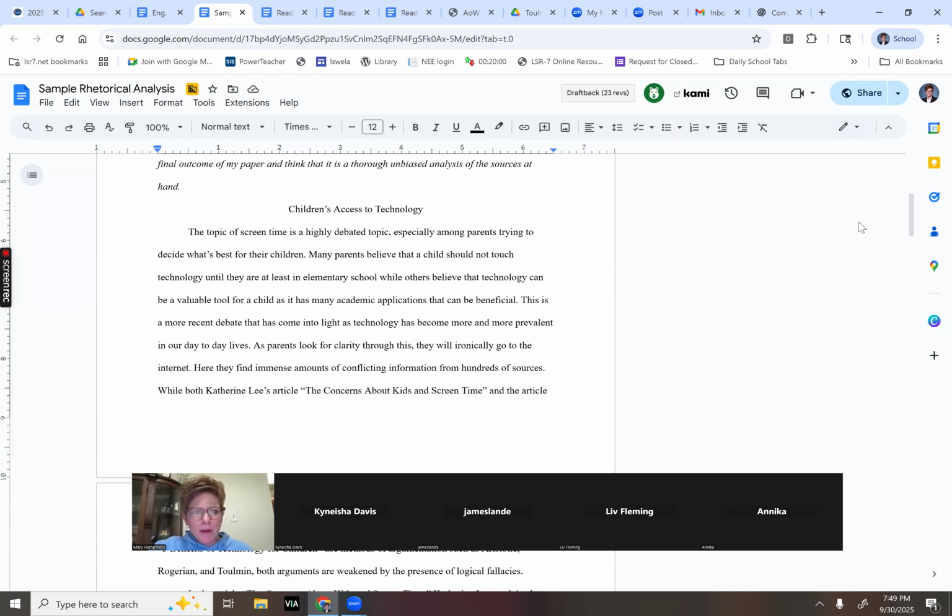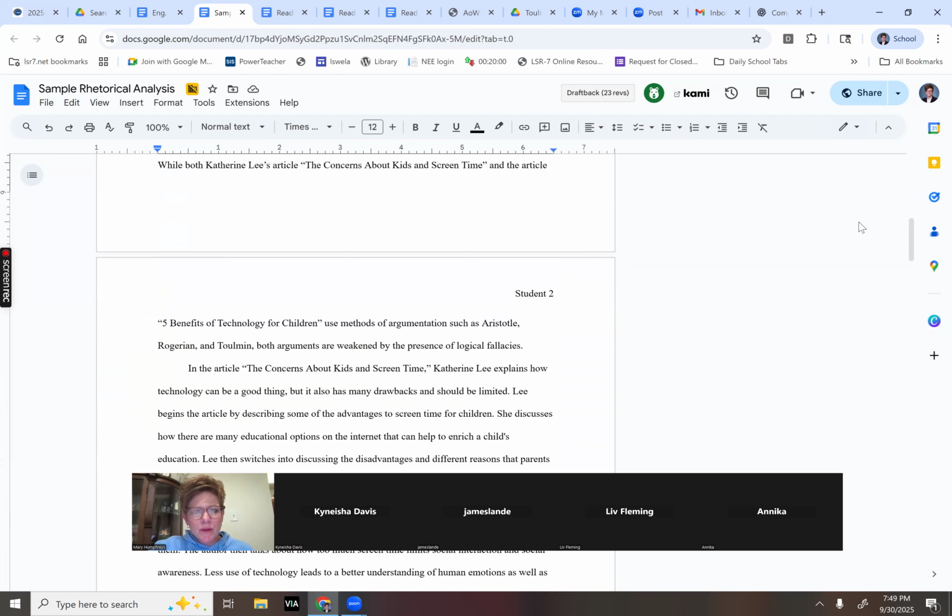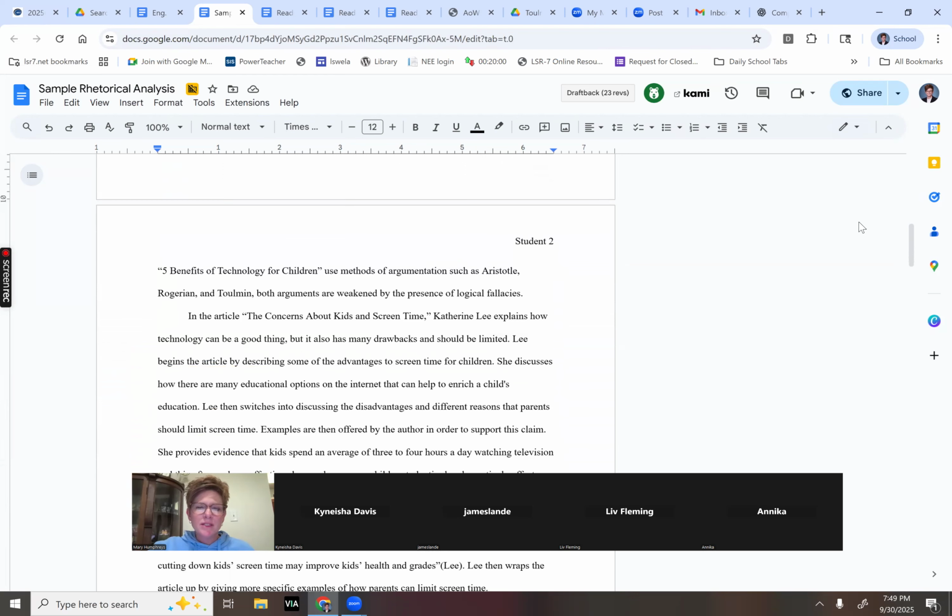Okay, so just like your paper, the first paragraph is the summary. Then it's going to go into the methods of argumentation. This particular paper was comparing 2 articles and trying to argue which article was more persuasive and why. So it's kind of a compare contrast, but I really want you to focus in on, as you can see here, their thesis statement: methods of argumentation such as Aristotle, Rogerian, and Toulmin, but both arguments are weakened by the presence of logical fallacies, right?